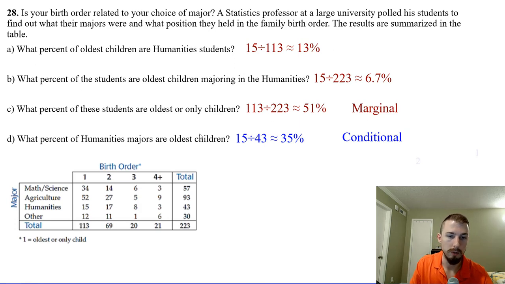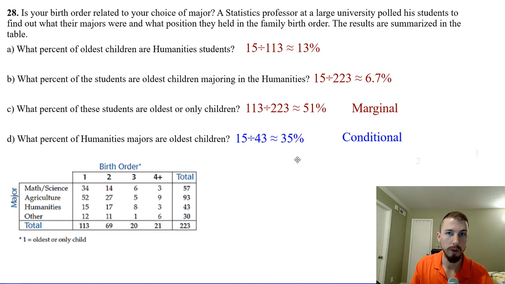The marginal distribution says that the oldest children make up half. The first birth order makes up 51% of all the students, but among humanities majors, firstborns only make up 35%. So the humanities majors are underrepresented among firstborns. Firstborns typically seem to major in other things instead of humanities, which is interesting. So that means that there is evidence of an association.